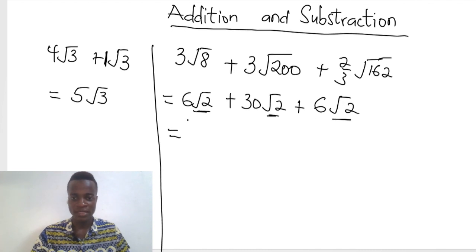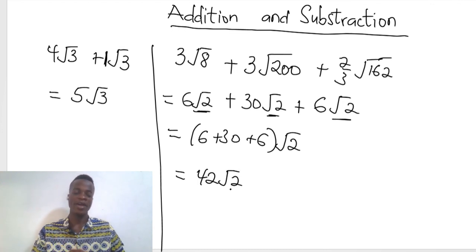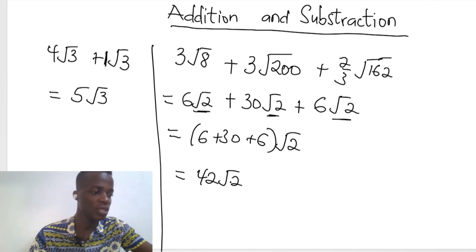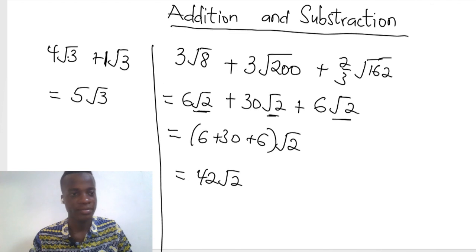So if the roots are the same, the outside numbers are qualified to be added together. Meaning that we can add 6 plus 30 plus 6, and root 2 is here. So what do we have? 36, I think 42, right? So 42 root 2. This is our final answer. Let's solve the last one.